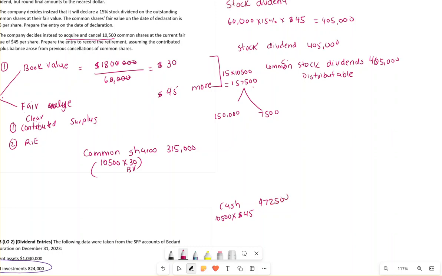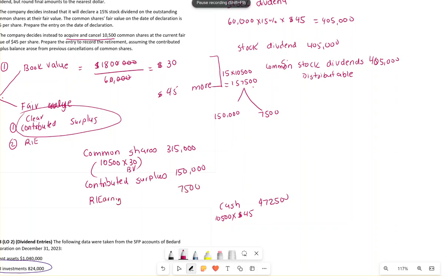So we said to clear all the contributed surplus you can, but we only have 150,000. We debit the contributed surplus, that will be my 150,000. And then we still have a leftover that will go to your retained earnings. In this case it is my $7,500. So what happens in this case, if the fair value of your common share is more, you clear the contributed surplus, and the leftover will go to the retained earnings. But if it's less, the difference will go to your contributed surplus.